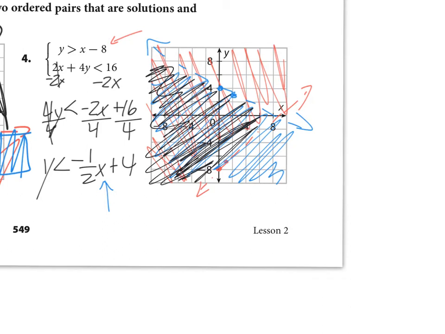Again, things you have to be able to do. Remember, both of these should be dotted lines because they do not have equal to. And then you could pick points in this area here as solutions, and then pick any points in here that are not solutions.